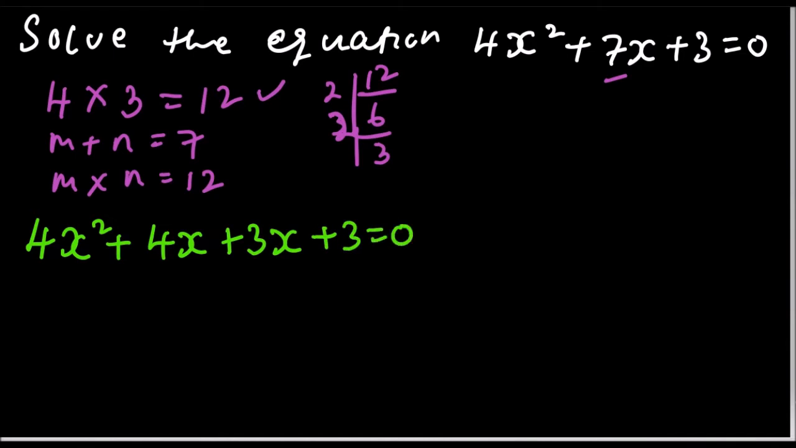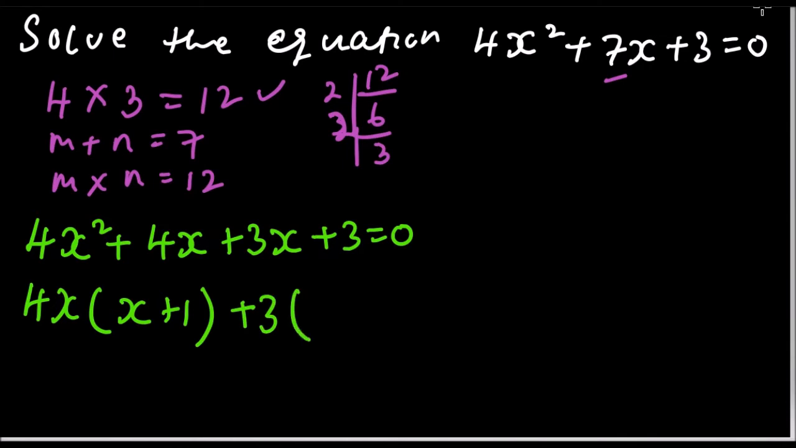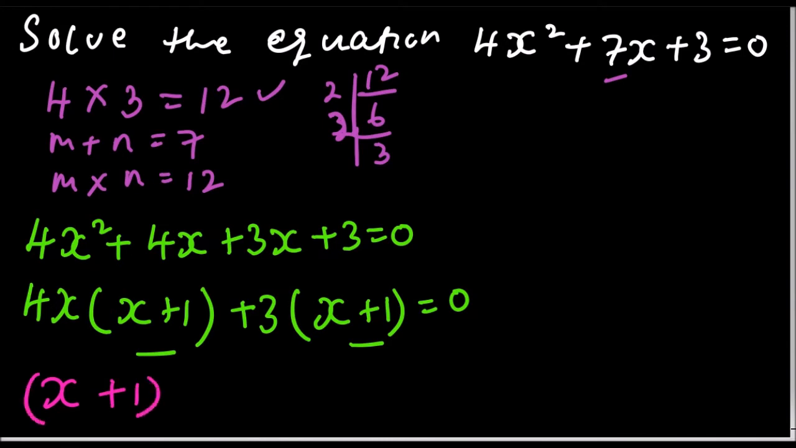When you write it like that, here you can factor out 4x, and you will be left with x plus 1. Here you can factor out 3, and you will be left with x plus 1, equals 0. Factor out x plus 1, and inside the bracket you will be left with 4x plus 3 equals 0.